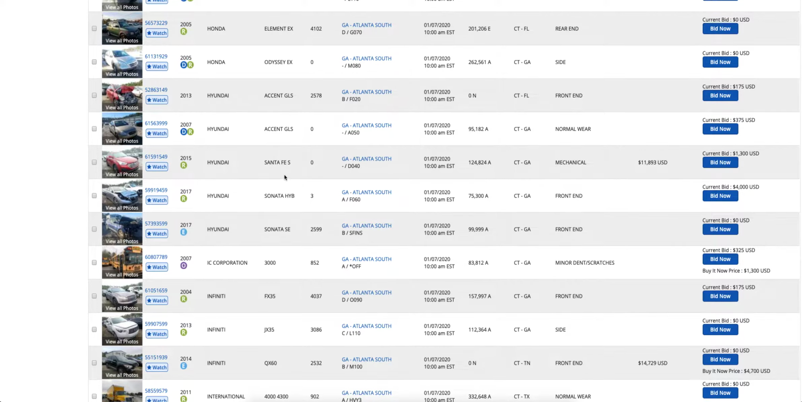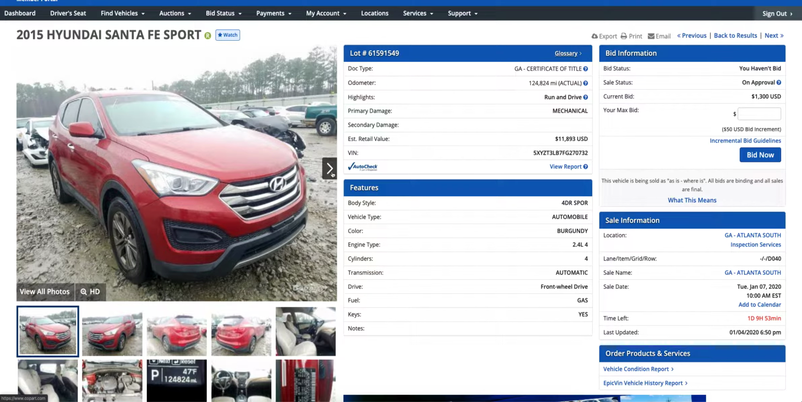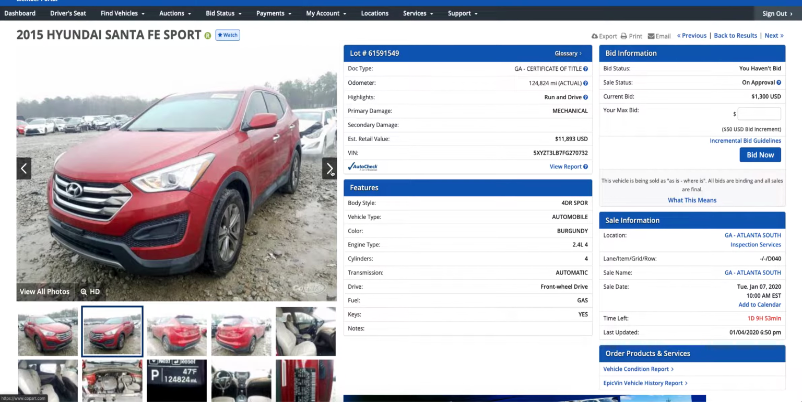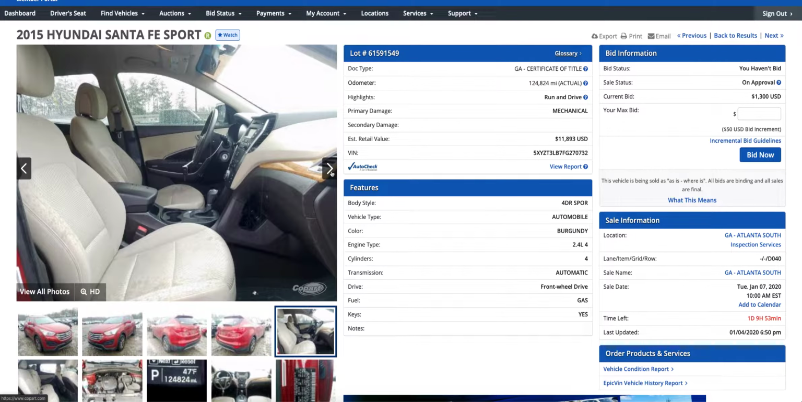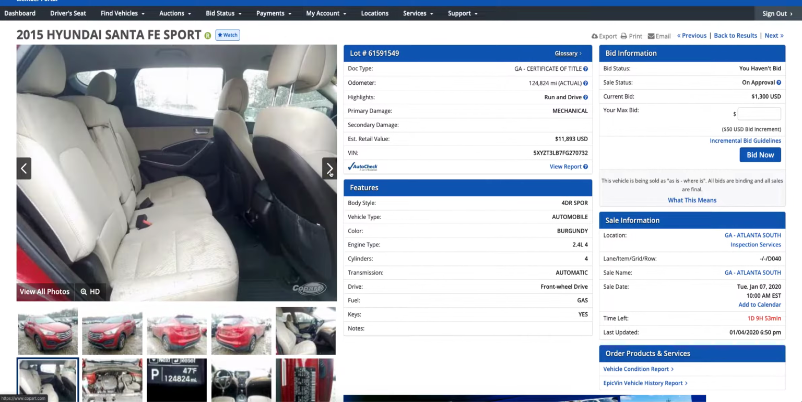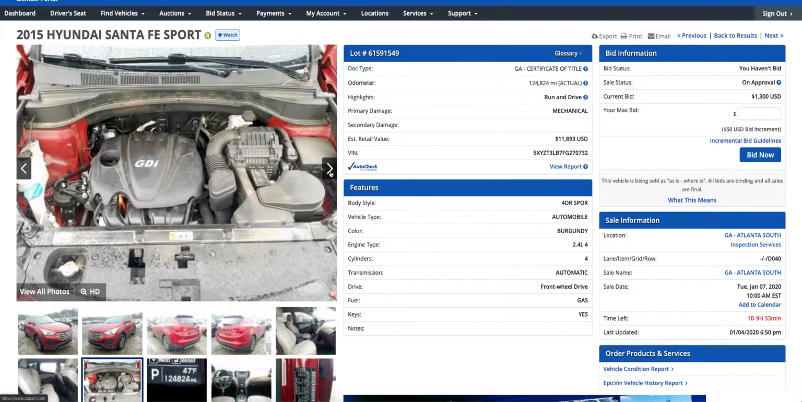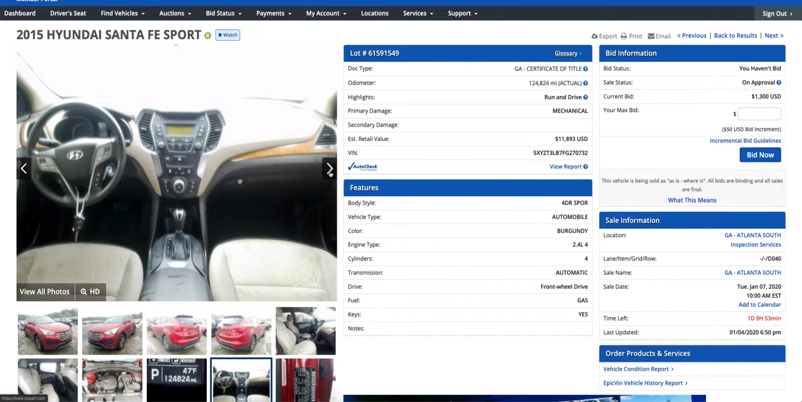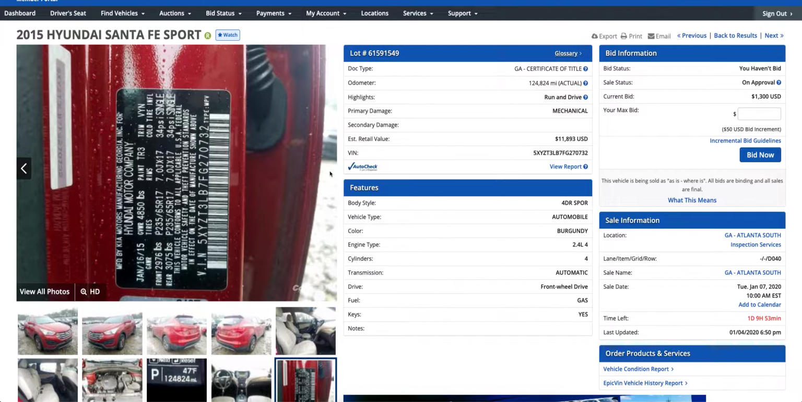And it says it runs, but it's mechanical. So let's take a look at this one. Let's see what we got. Let's look at the photos here. So you see it's a clean title. It looks clean from what I'm seeing. I mean, you could definitely use a detail, no doubt about it. 124 on the clock. All right. I mean, not too terrible. Let's see what a motor goes for this thing.